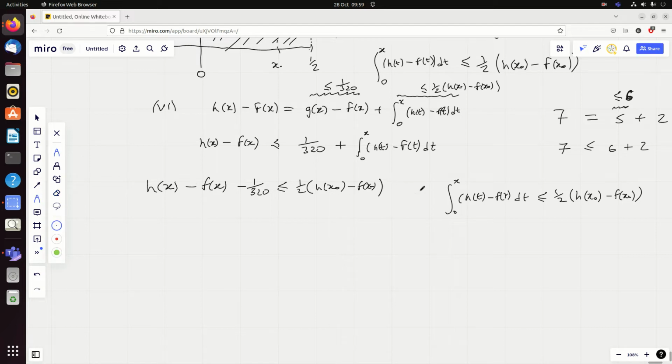Put the brackets in. Do you see where I'm coming from there? Hopefully you see where I'm coming from there. As this is going to be less than or equal to this, and this is less than or equal to this, I can say that is less than or equal to that. Okay, now I can rearrange.